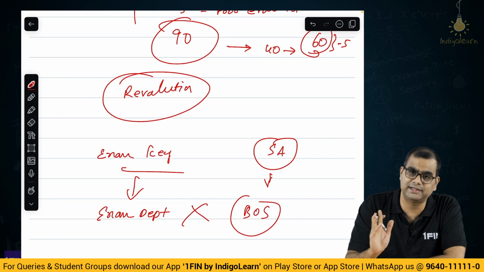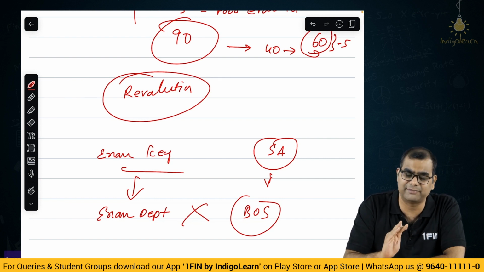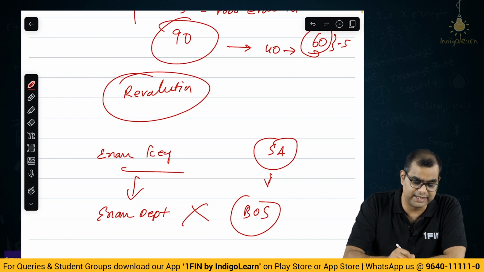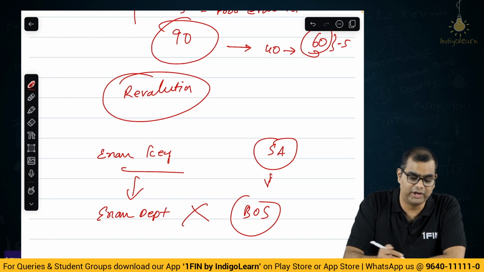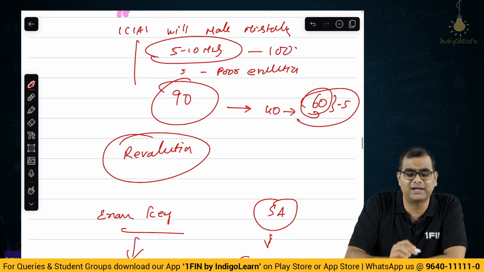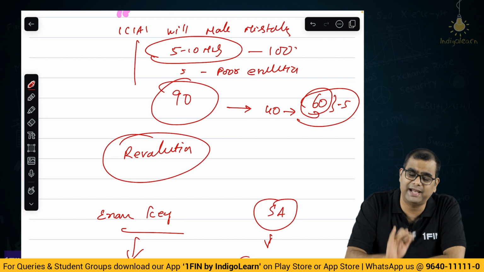Please write to ICAI. There is the BOS website or BOS email, and the examination department email. Please write to them saying that I was not valued properly. Please write. This is the only way to fight. And this fight is only for 5 marks out of 60 or 10 marks out of 60. Balance 50 marks is there.